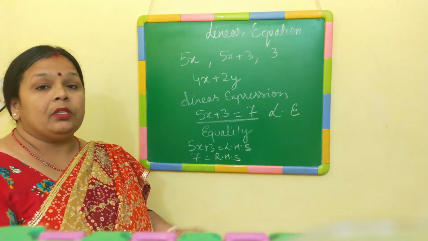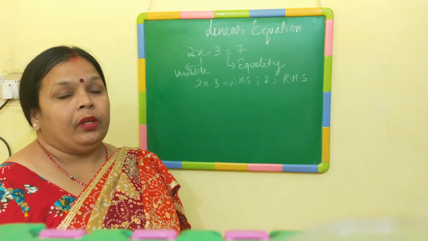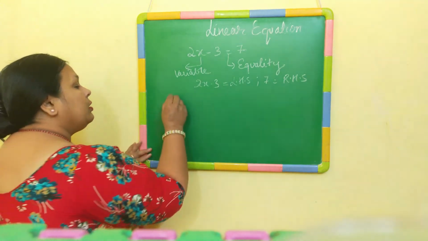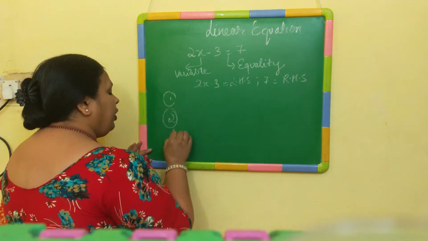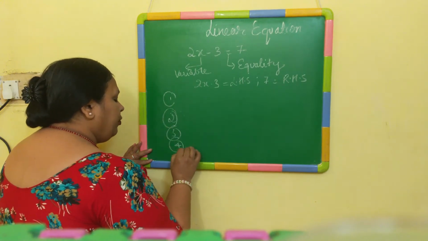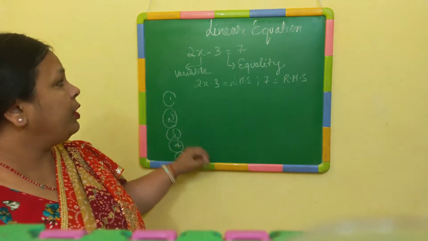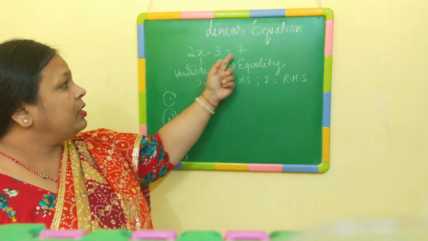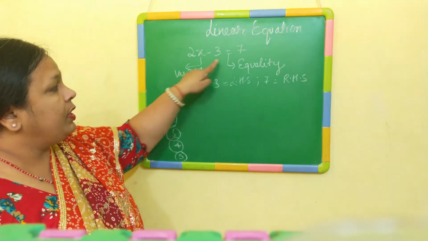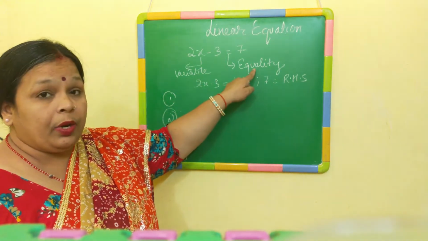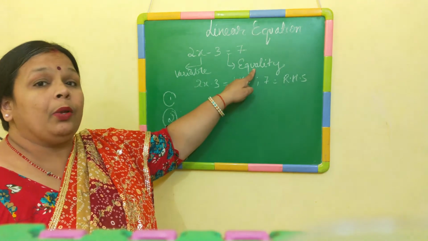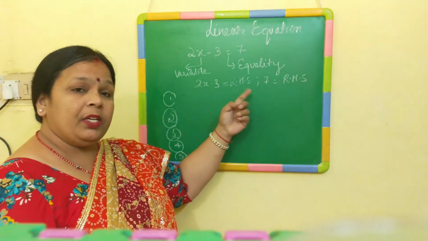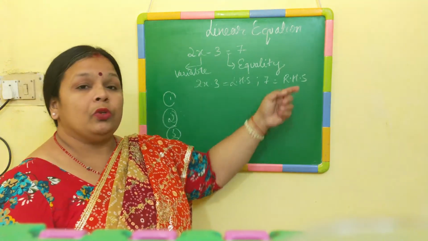Clear? Now, let's see the rules. As we said, we will be discussing the rules. For this purpose, we have 1, 2, 3, 4 and 5 rules. What are the rules? Before coming to the rules, we are taking an example: 2x minus 3 is equal to 7, where x is known as the variable. The equal sign means this is an equality, which shows that there must be a value for x where LHS will be equal to RHS. What is LHS? 2x minus 3 is the LHS and 7 is known as the RHS.